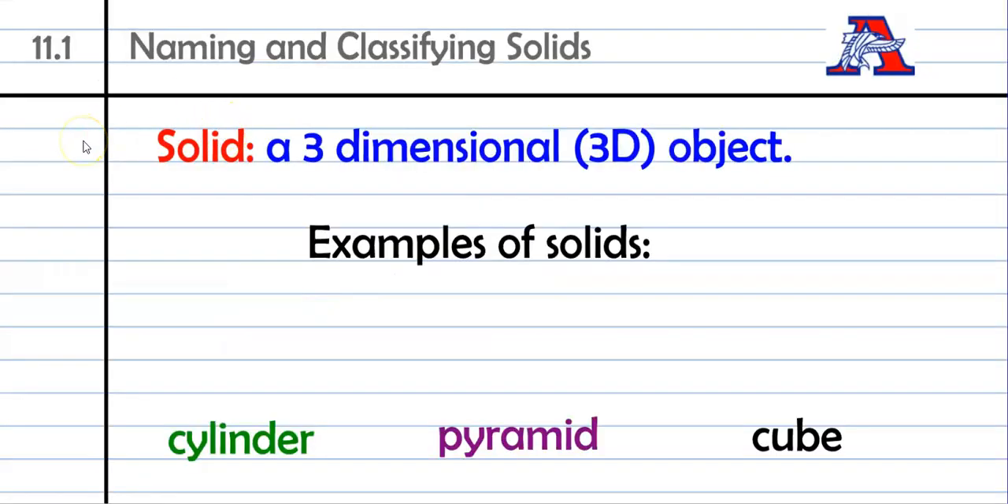We'll start out with a definition of a solid. A solid is just a three-dimensional or a 3D object. Okay, so you see these all the time. You've even studied this in some of your math classes in the past. So nothing crazy here. A cylinder is like a soup can or a tennis ball container.